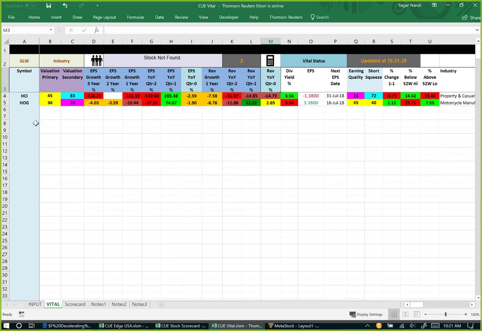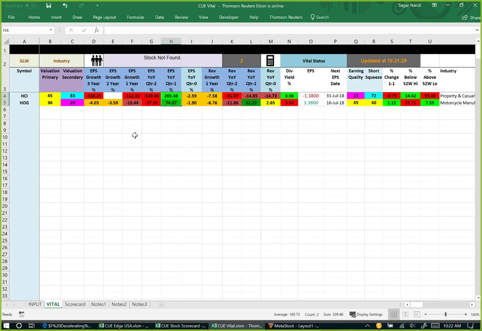We have these two stocks now and we can see HCI pays 3.5% dividend and Harley Davidson pays 3.5% dividend, reasonable dividend. In terms of valuation, both are medium. In terms of earnings growth, they both decline in the most recent quarter. In prior quarter, it had significant earnings growth. That's why I mentioned fundamentally they are medium, not best.